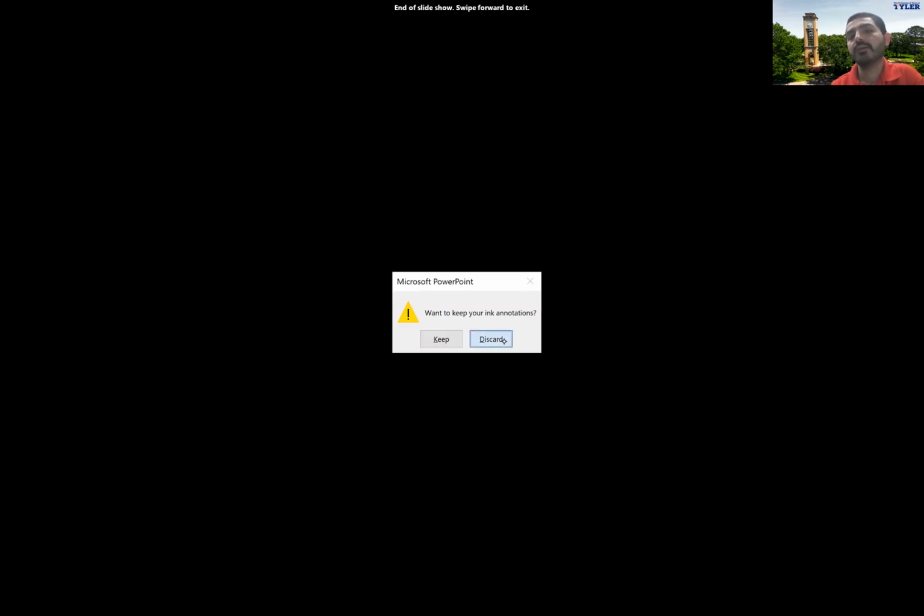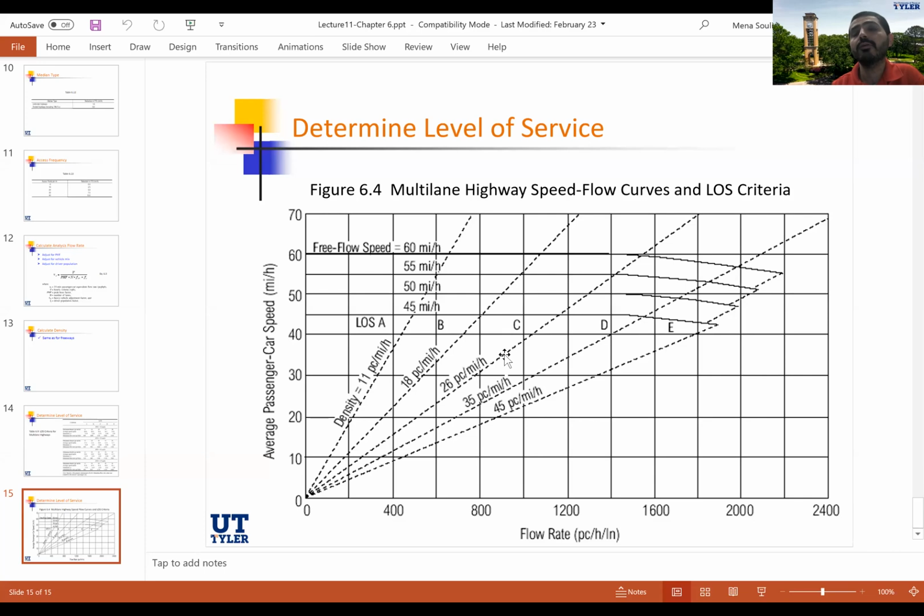Any questions for level of service for multi-lane highways or freeways?